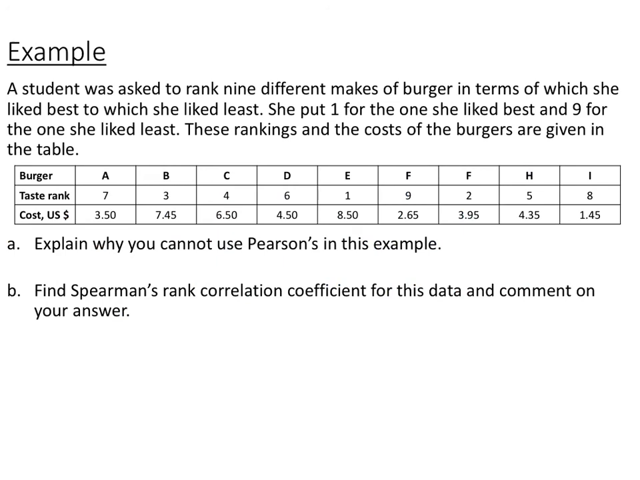So here's an example of when we would use Spearman's rank correlation coefficient. A student was asked to rank 9 different makes of burgers in terms of which she liked best to least. She put 1 for the one she liked the best and 9 for the one she liked the least, and those are being compared to the cost of the hamburger for each of those hamburgers. So before we go ahead and calculate the correlation coefficient, go ahead and pause the video and explain why you can't use Pearson's correlation coefficient in this example, why we have to use Spearman's rank.